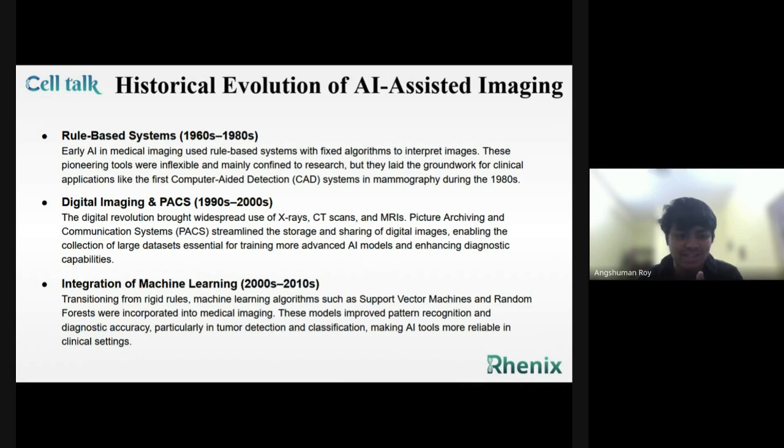Transitioning into the 2000s and 2010s, we saw integration of machine learning algorithms such as support vector machines and random forests into medical imaging. These models improved pattern recognition and also diagnostic accuracy, particularly in tumor detection and classification, making AI tools more reliable in clinical settings.